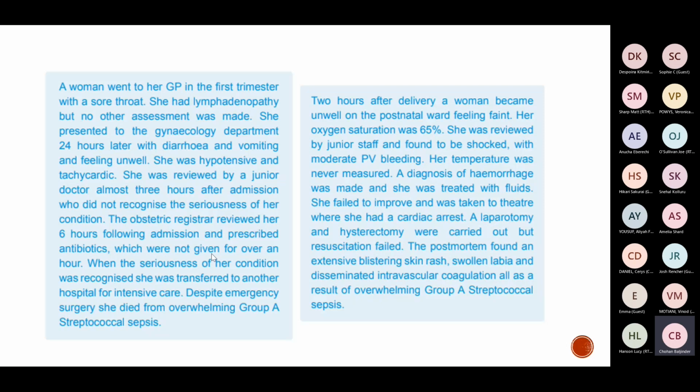Two hours later, another patient, two hours after a delivery, a woman became unwell on the postnatal ward, feeling very faint. Her oxygen saturation was 65%. I mean, that's quite dramatic, really. She was reviewed by junior staff, found to be shocked with some moderate bleeding. Temperature was never measured. Diagnosed with a hemorrhage, treated with fluids, failed to improve, taken to theatre, and she had a cardiac arrest. She had a laparotomy hysterectomy, but resuscitation failed, and the post-mortem found an extensive blistering skin rash, swollen labia, DIC, and group A strep. Very alarming.